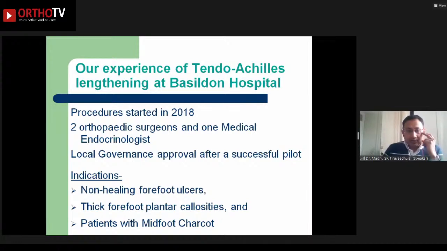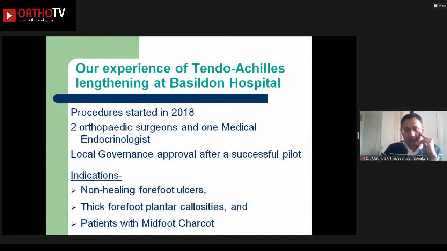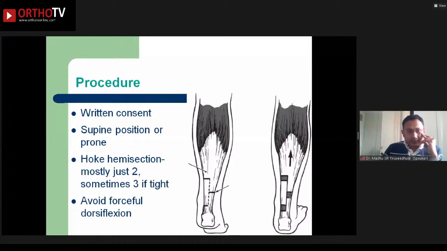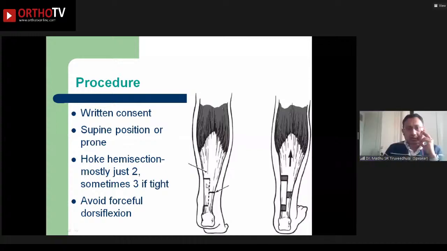And as I mentioned, we use it for midfoot Charcot, but also for forefoot ulcers. I'll talk about that in a minute. And also in patients who have quite thickened plantar callosities in the forefoot. So the procedure is performed after written consent, in supine position. One of the surgeons does it in prone position, it doesn't matter, but we usually use the Hoke technique, which is a hemisection of the tendo Achilles. We do one cut on the medial side, one cut on the lateral side, and a third cut if the correction is not fully completed. But often we just do only two cuts.